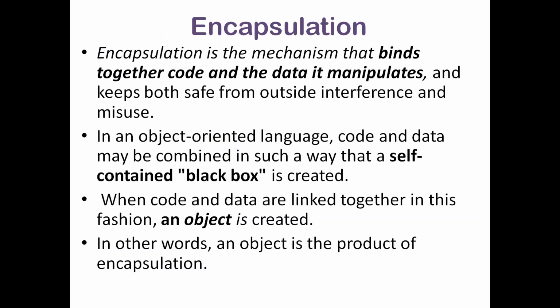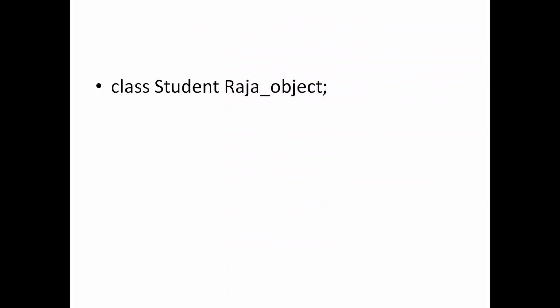And in an object-oriented language, code and data may be combined in such a way that a self-contained black box is created. So we cannot divide them. Once we have created a class and then we made an object out of that, then it becomes bound together. We can never separate them. We can never take away the data out of the object. Similarly, we can't insert any other method into the object. So when code and data are linked together in this fashion, then we can claim that an object is created. In other words, an object is the product of encapsulation.